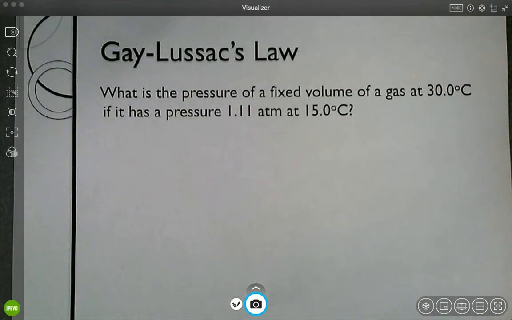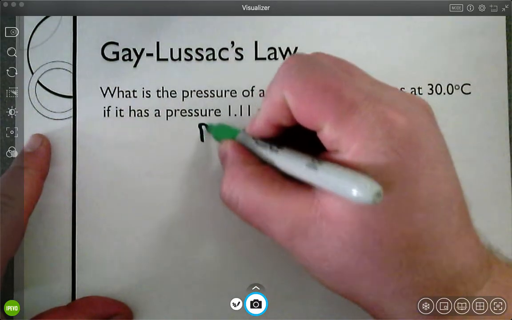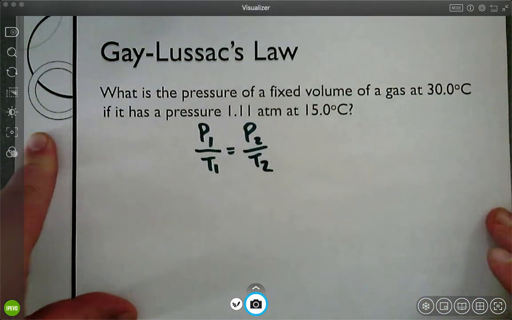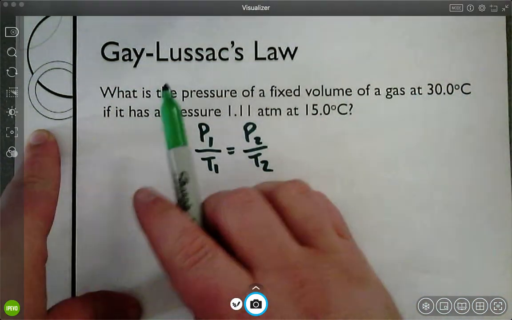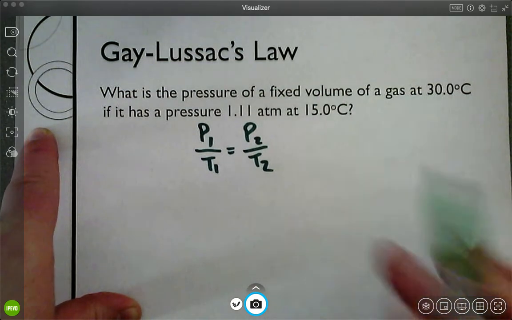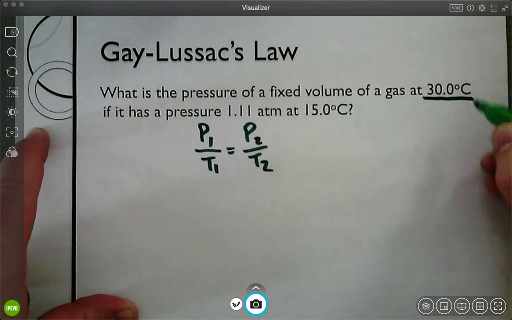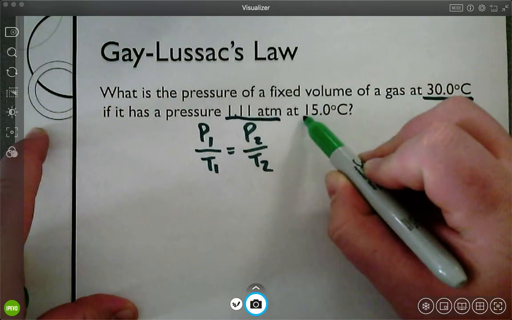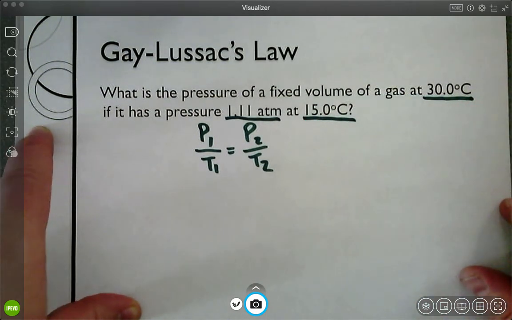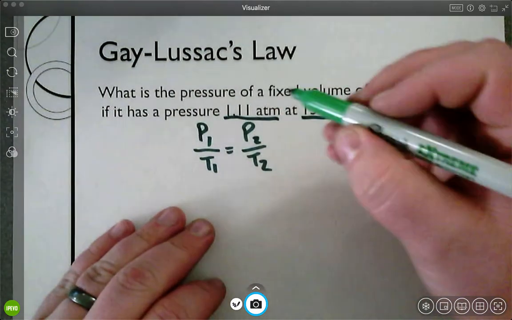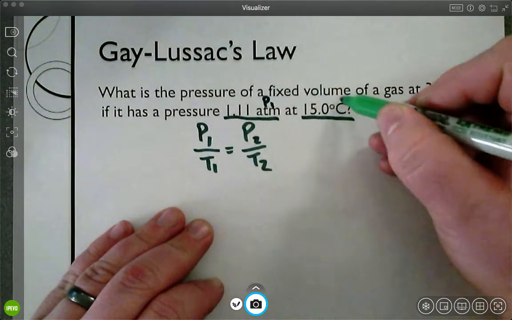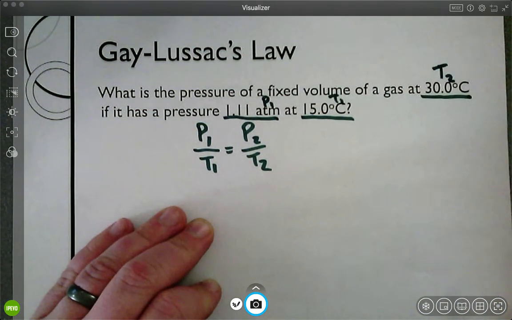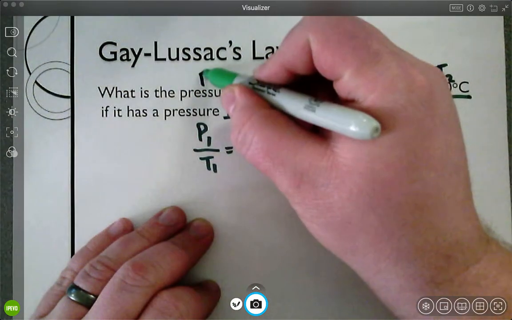So now let's actually try Gay-Lussac's law. Okay, so Gay-Lussac's law, P1 divided by T1 equals P2 divided by T2. All right, so this problem here, what is the pressure of a fixed volume? That means we don't have to worry about it. It's at 30 degrees Celsius if it has a pressure of 1.11 atmospheres at 15.0 degrees Celsius. Okay, so this right here is P1, this one is T1, and then this would be T2. So what we're looking for is P2, in this case.